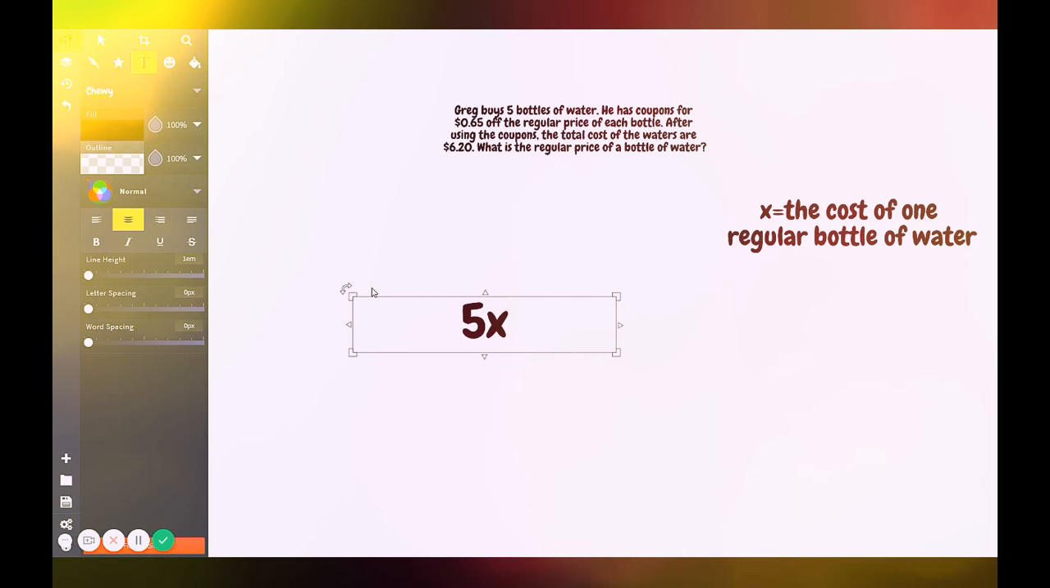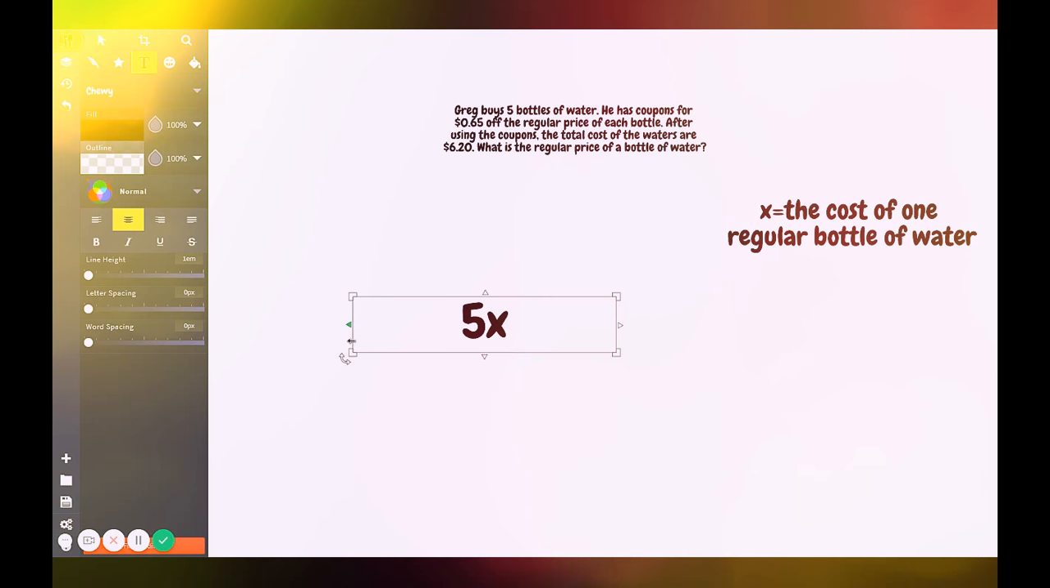And the amount of money the 5 coupons can take from the price can be represented by 5 times 0.65 because the value of one coupon is 65 cents. So, because the coupons deduct from the total cost, they can be shown as subtraction from the total cost of the 5 bottles of water.